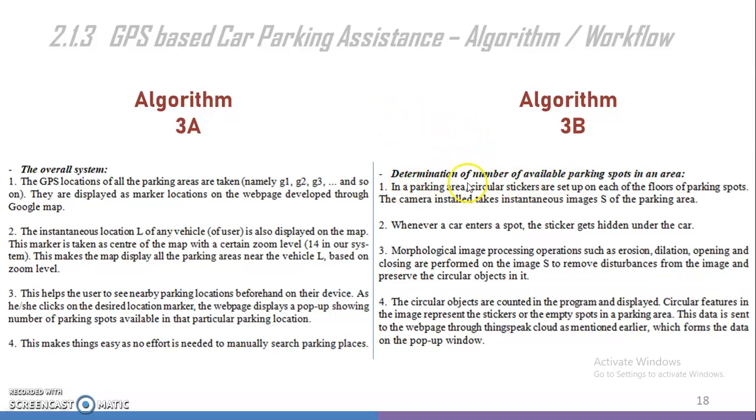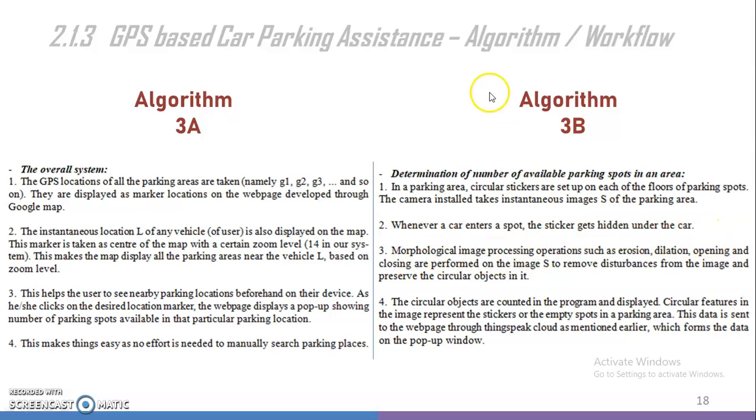Like this is the determination of the number of available parking spots which I was talking about. Here in the parking area, circular stickers are set up on each floor of the parking spots, and the camera installed takes instantaneous images of the parking area. Whenever a car enters a spot, the sticker gets hidden under the car.